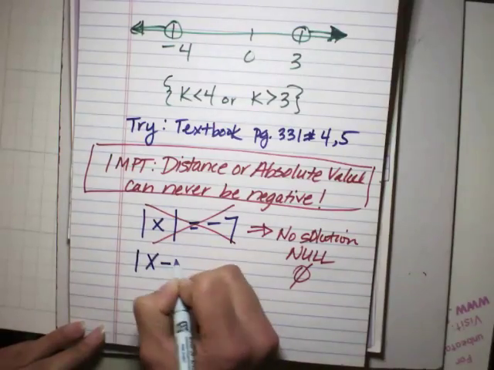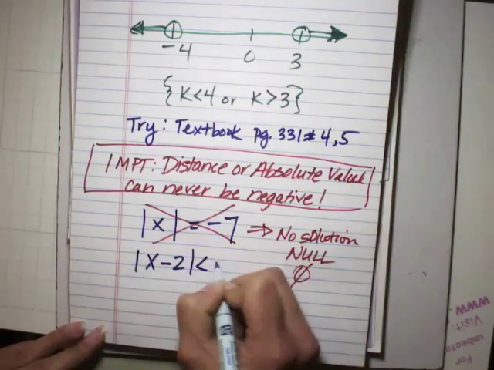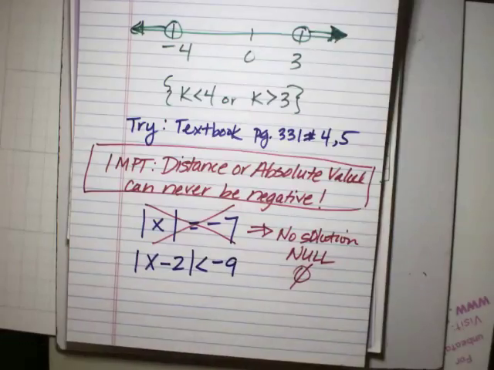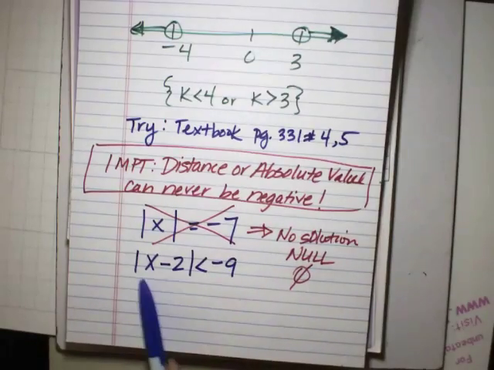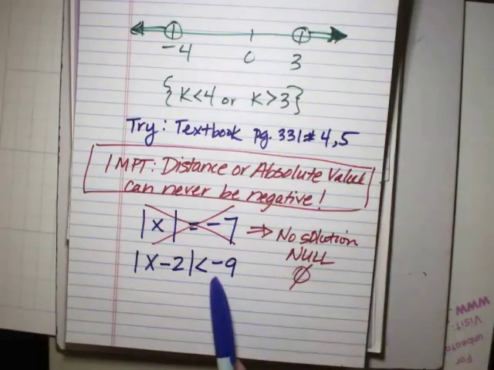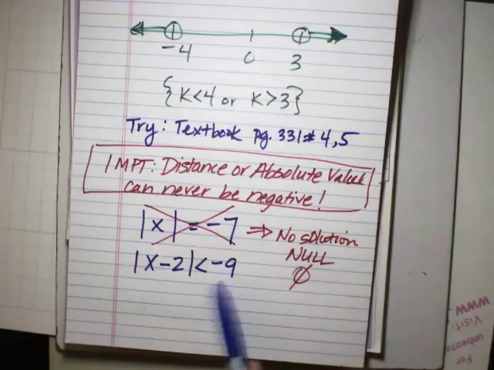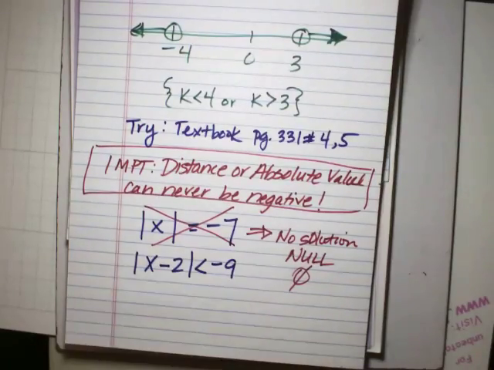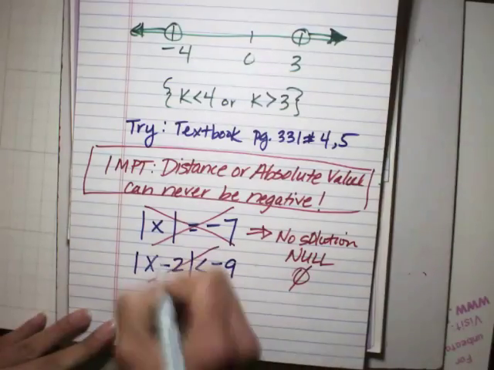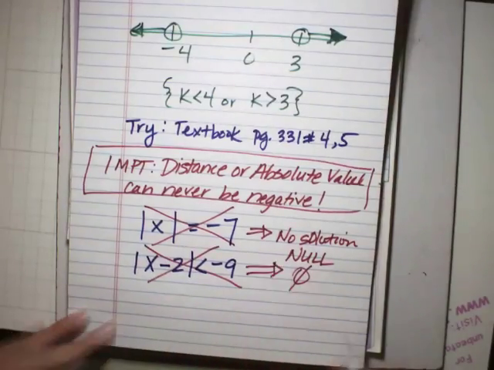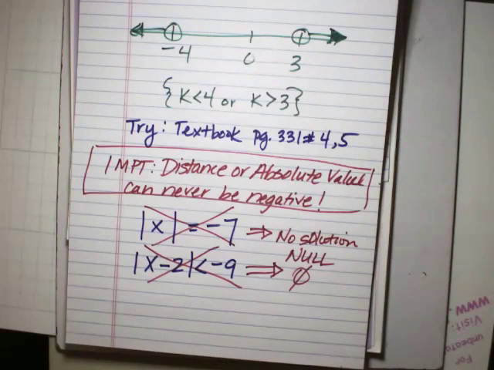Okay, you might also see absolute value of x minus 2 is less than negative 9. Here what this is saying is the distance between x and 2 is less than negative 9. What's a number less than negative 9? Well, negative 10, negative 12. Can absolute value be less than negative 9? No, it cannot. It can never be negative. So this case does not work either. You run into the same issues.